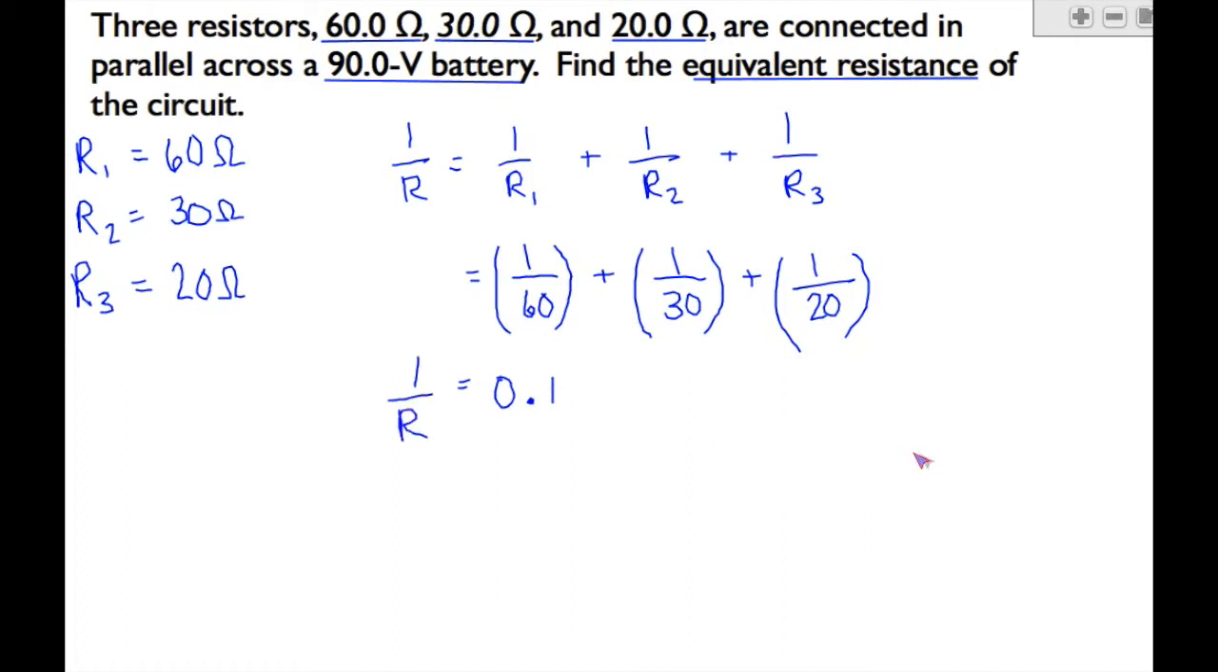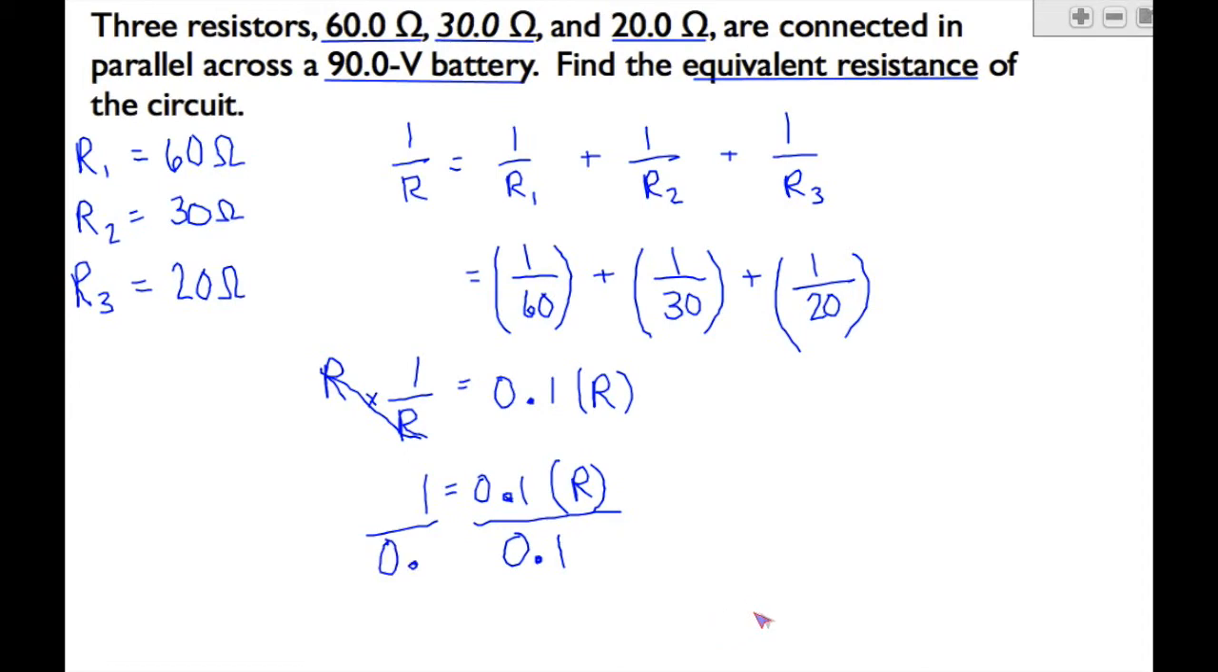I'm going to multiply both sides by R to get them on the top. And then I'll have 1 is equal to 0.1 times R. I'm going to divide both sides by 0.1, so R really will be by itself now. And I'll have 10 ohms equals R. And that's my equivalent resistance, 10 ohms.